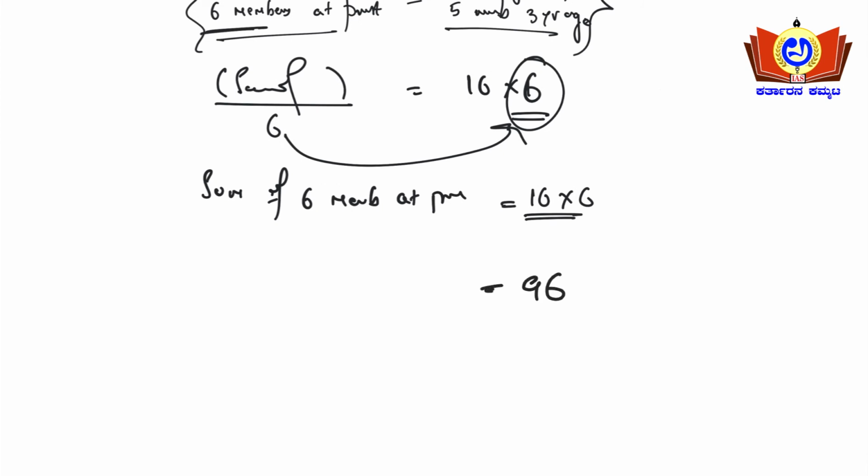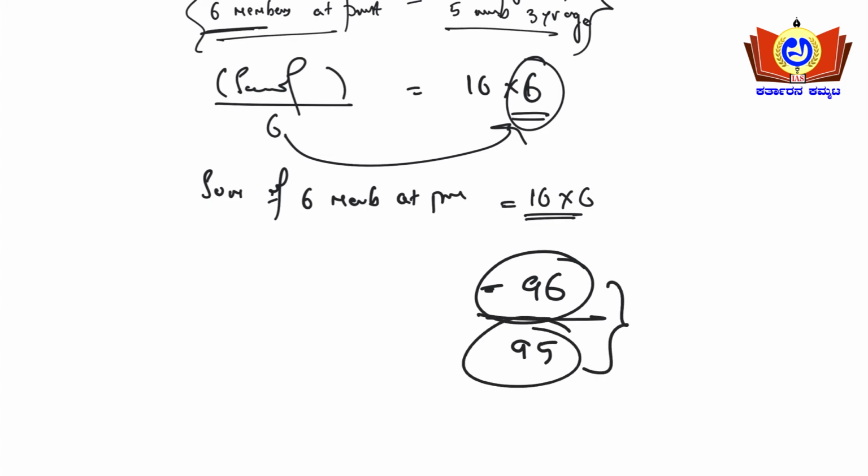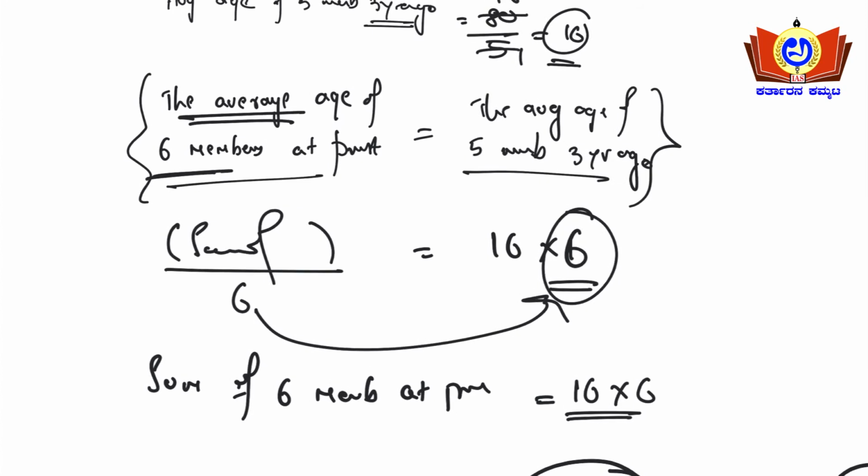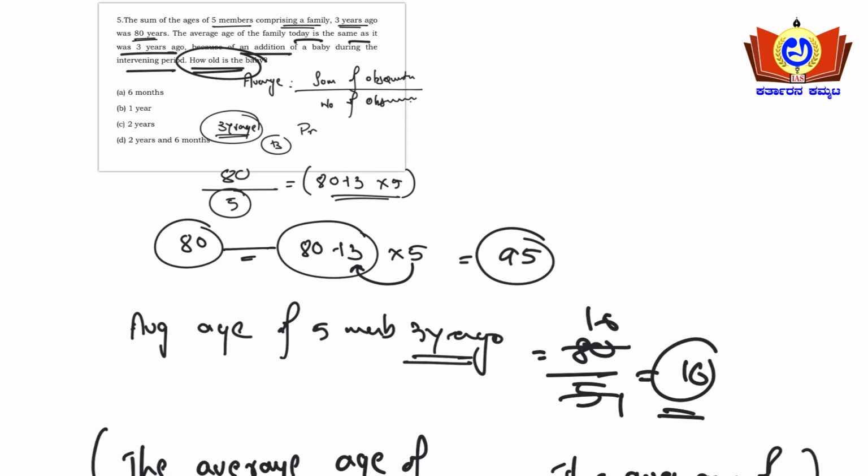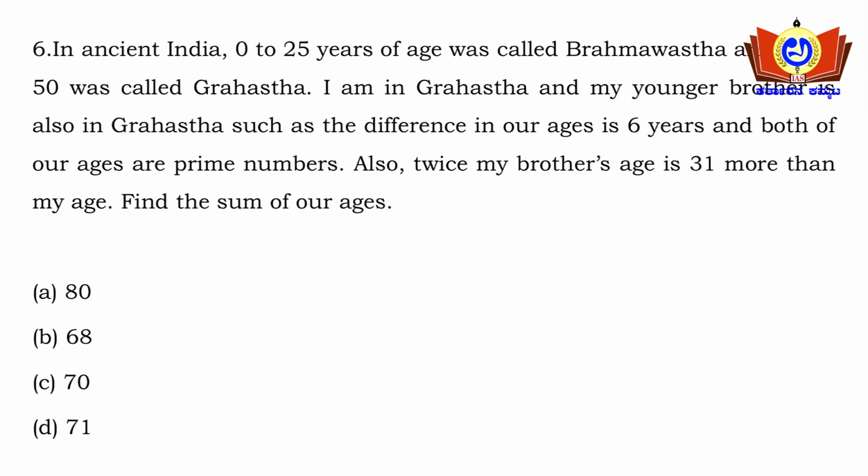So the sum of 6 members at present is 96 years, and the sum of 5 members at present will be 95 years. Yes or no? According to the question, we know that. Hence the difference will be 1 year. So this will be the 6th member of the family, that is the child, my dear friends. Hence the age of the child will be 1 year. Option B is the right answer, my dear friends. Okay, so moving on to the next question.